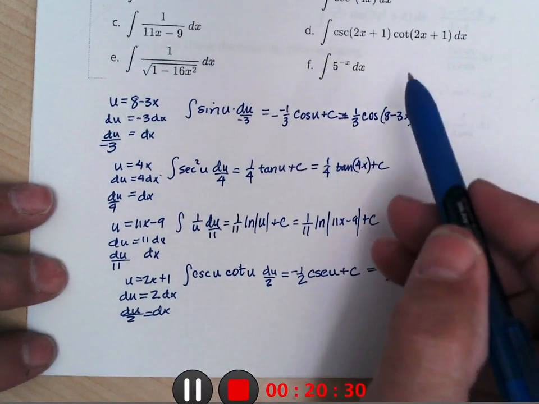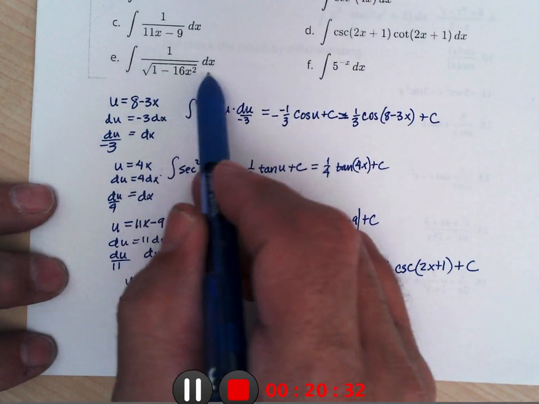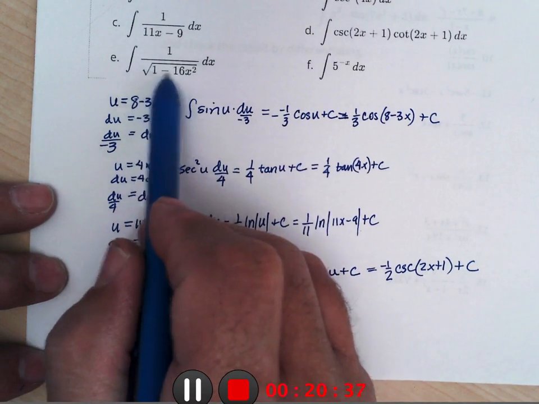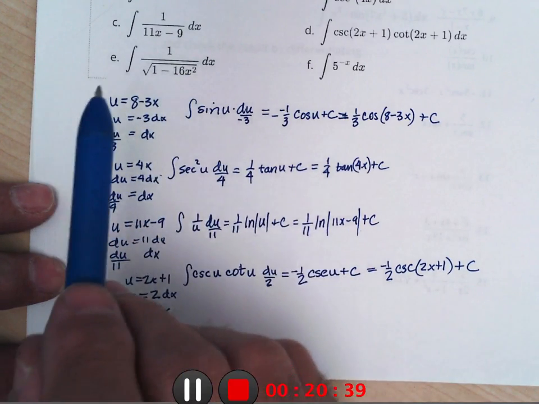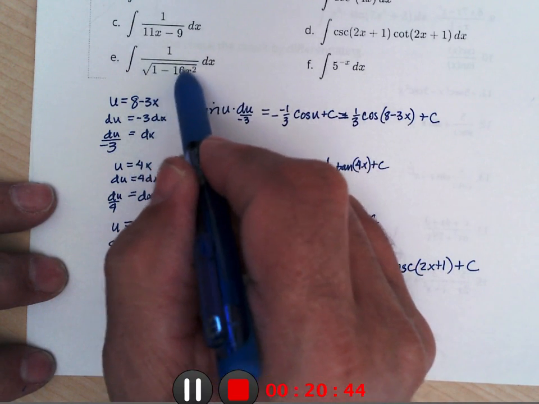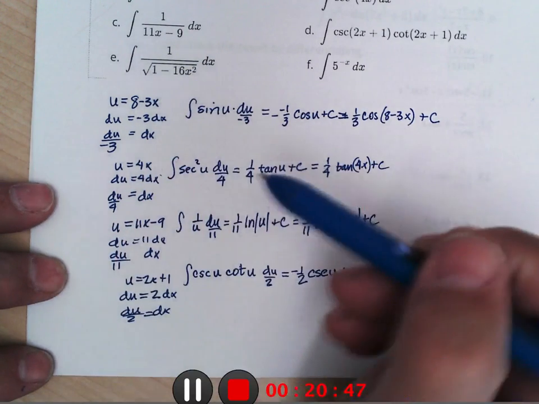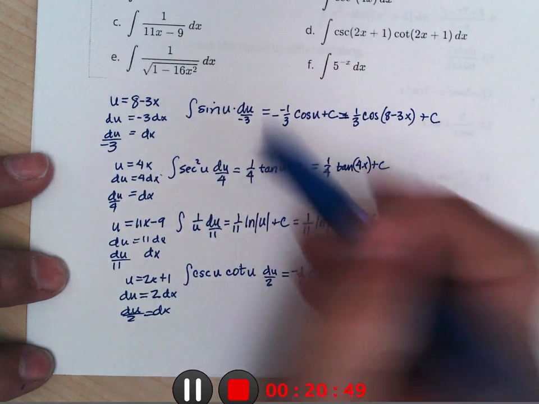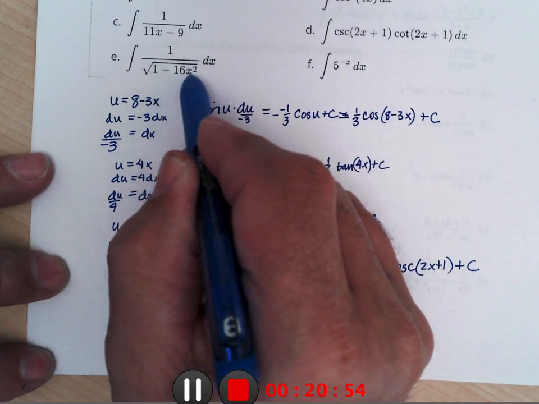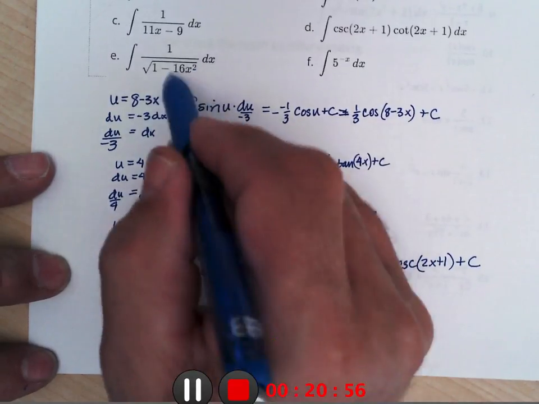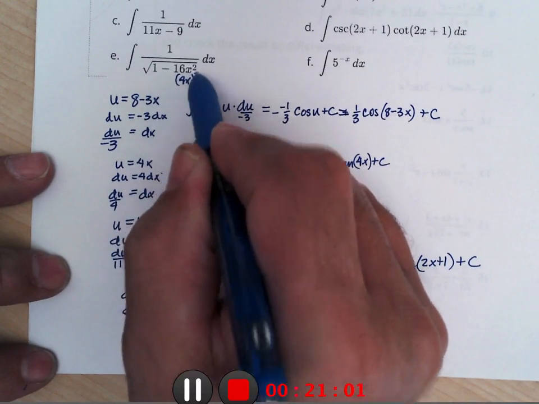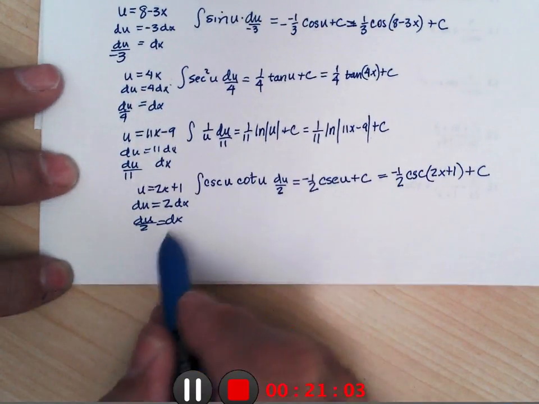this one. Now the temptation here would be to let u be 1 minus 16x squared. But 1 over the square root of 1 minus something squared looks like an arc derivative. So I'm going to let u not be 16x squared, but I'm thinking of this as 4x quantity squared, so I'm going to let u be the 4x.